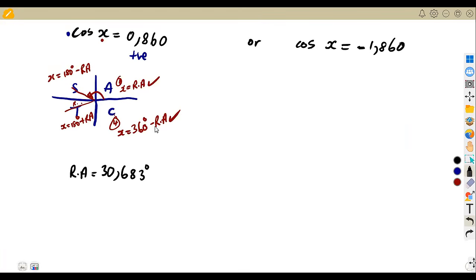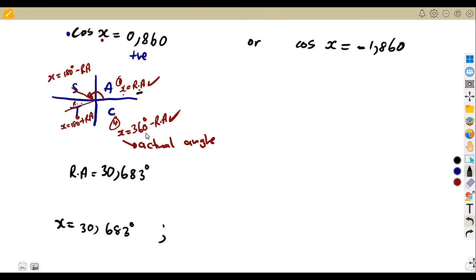So if this be our reference angle, what about the actual angle now? Because we are talking of the reference angle, but we are supposed to find x, which is being what? The actual angle in this case. So we have got x in the first quadrant is the same as the reference angle. So this one is not going to affect us. So x is going to be equal to the reference angle in the first quadrant, which is our reference angle is what? 30.683. That is in the first quadrant.